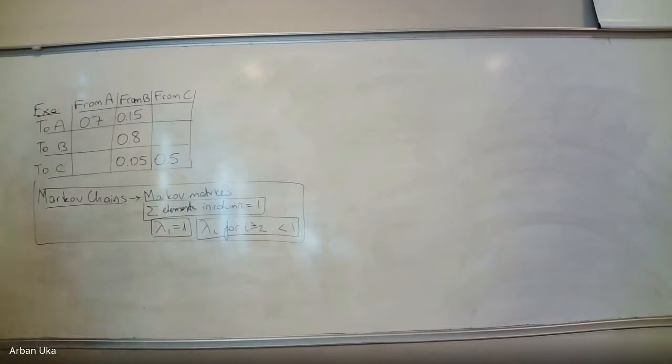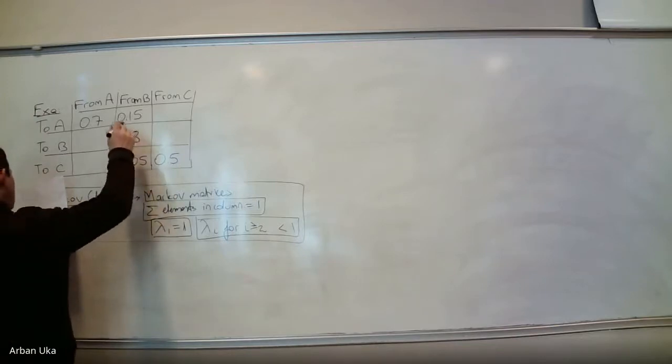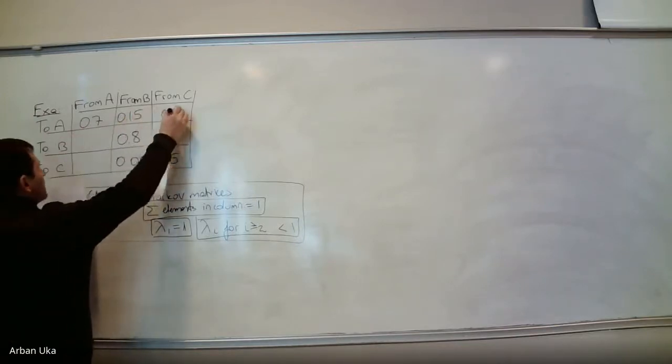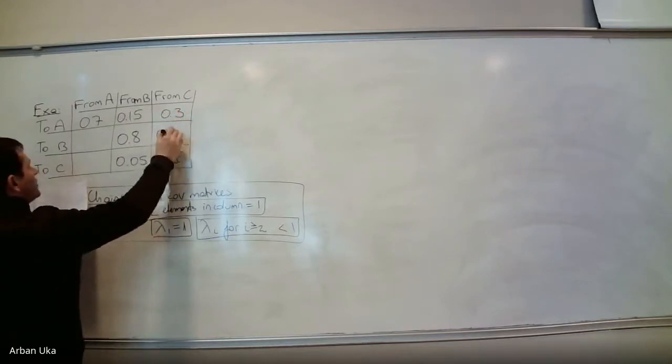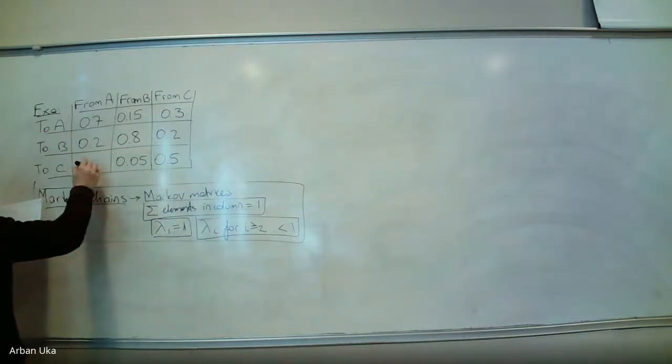This 0.15 means that 15% of the customers go from B to A. So this is the mobility of the customers from one company to the other. Then here we can also obtain a 0.3, a 0.2, a 0.2, and 0.1.